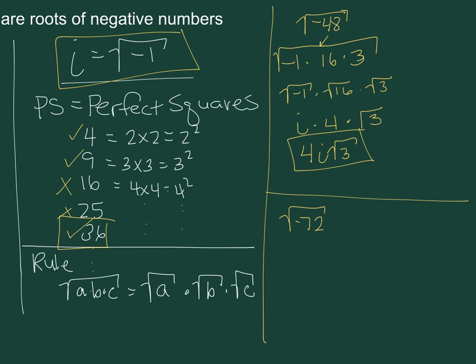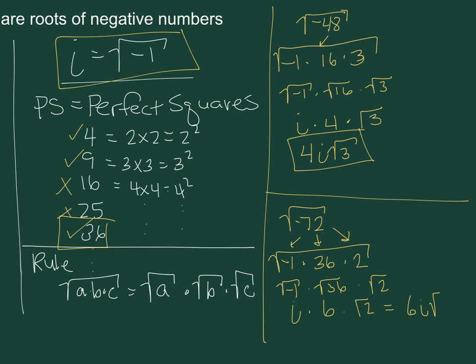So this is going to break into negative 1 times 36 times 2. There's my perfect square and there's my factor. All of it is square rooted, so I'm going to put a square root on each individual term: negative 1, 36, square root 2. Square root of negative 1 is i, square root of 36 is 6, and the square root of 2 stays as the square root of 2. So I just rewrite this to make it look pretty: 6i square root 2. And there you have it.